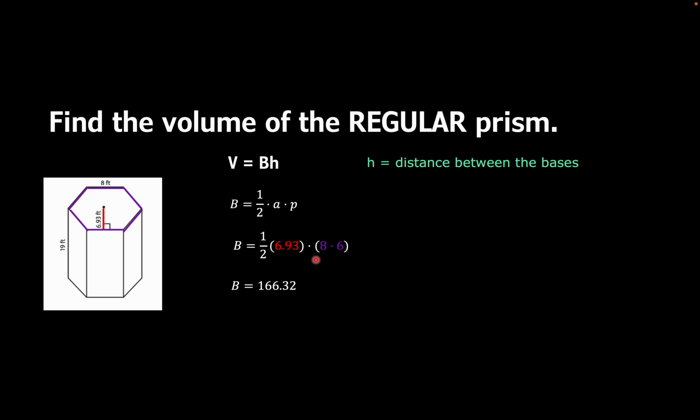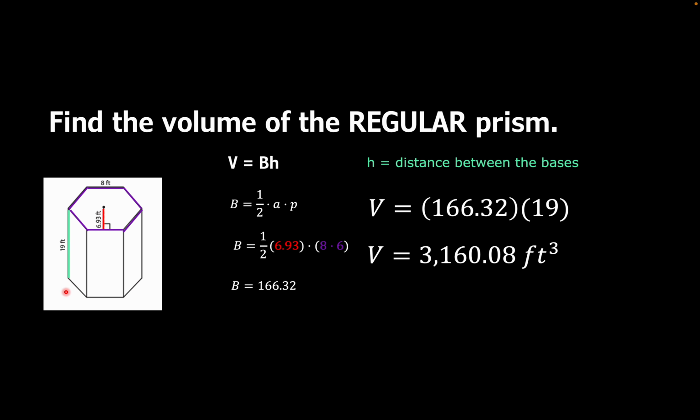So finding the volume, we need the height. The height is that distance between the bases in this shape. That's our 19. So the volume is going to be 166.32 times 19. Plug it into the calculator. We get 3,160.08 cubic feet.